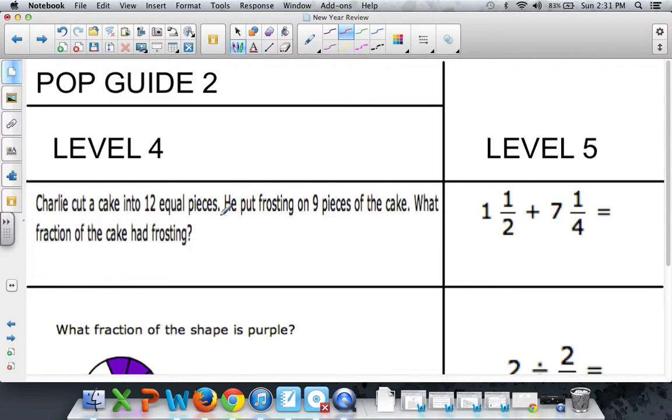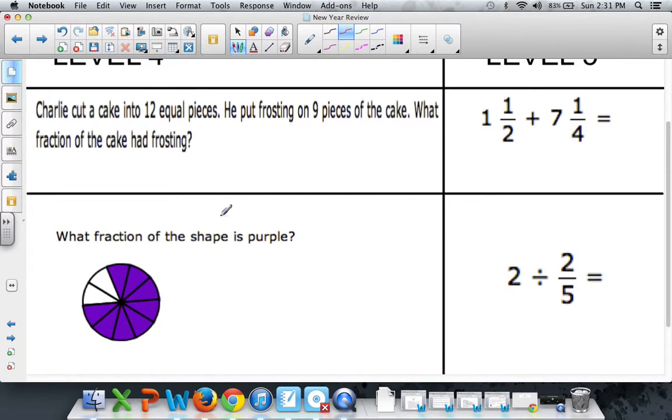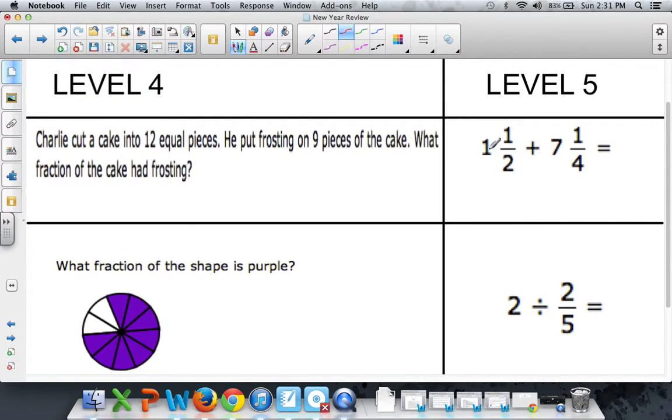Here's your pop guide, level 4. Interpreting fractions here on the left. Level 5, you've got adding fractions with uncommon denominators, dividing fractions with the whole number in there. A little more complicated for level 5. I would try both levels regardless of what level you are, but your focus should probably be on wherever you land. But knowing both could only help you.